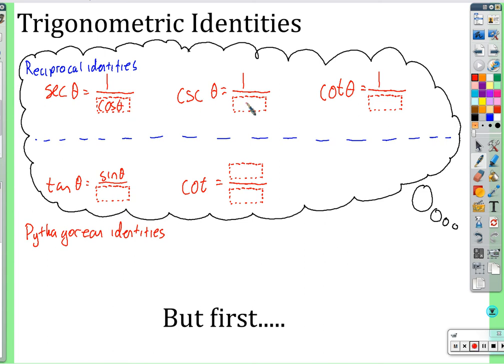Cosine. Cosecant? Sine. Cotangent? 1 over tangent. These are what you call the reciprocal identities. Okay.